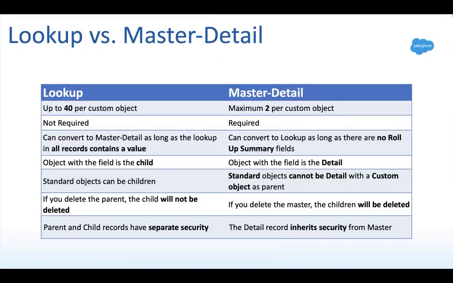In the lookup relationship, the parent and child records have separate security. So what this means is you might be able to see the parent, but not all the children. In the master detail relationship, however, the detail records get their security from the master. So if you can see the master record, you can see the detail records.